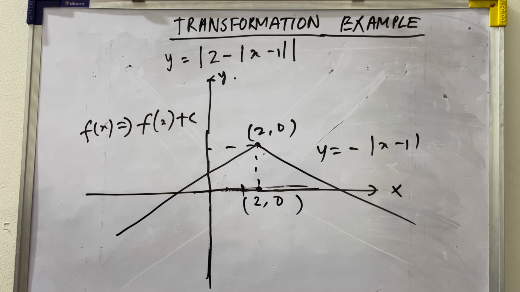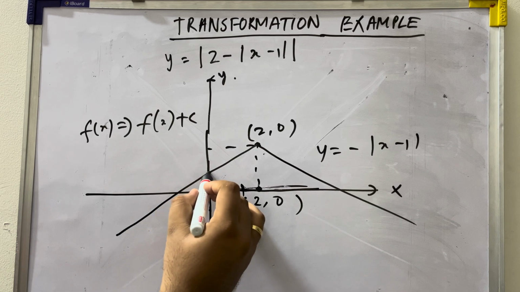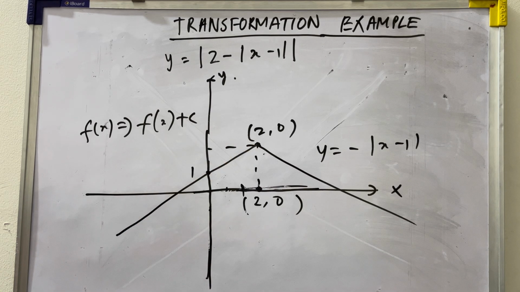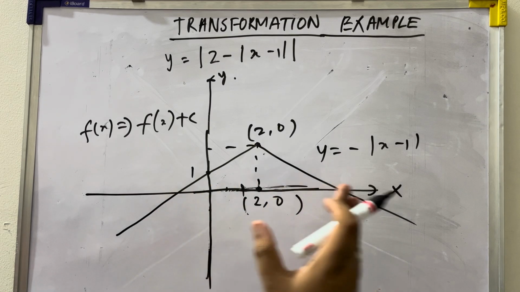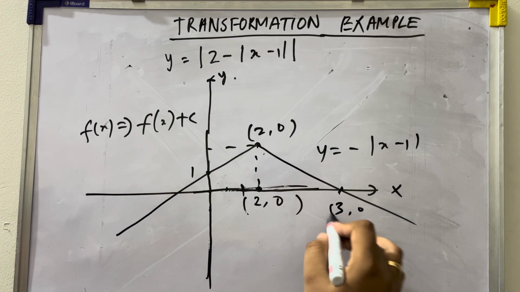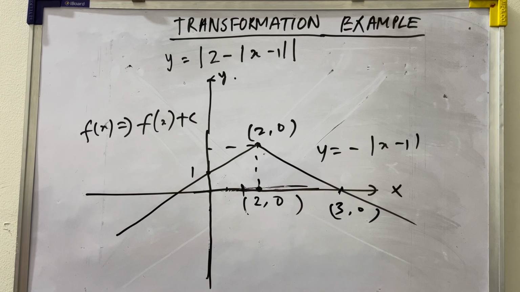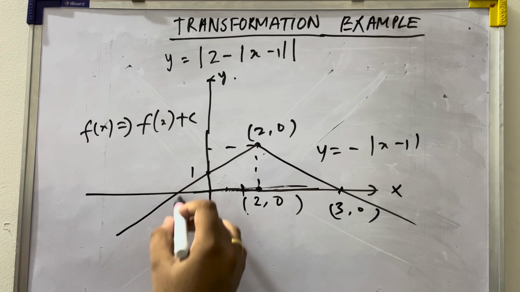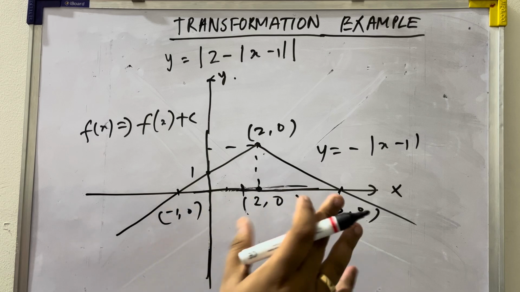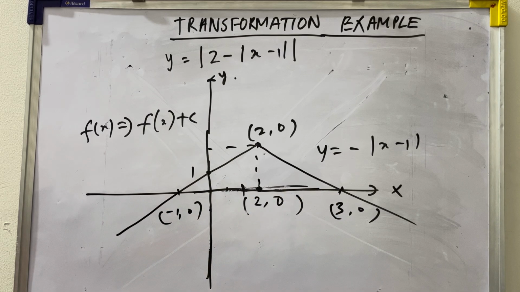Right students? I think this is very much clear. This part will be 1, right? It has shifted up 1, correct? And what will be this point? This point will be 3 comma 0. You will all follow this and solve it. This will be minus 1 comma 0, etc. Right students? I think till here it is very much clear to you all. If you have any doubts, you can simply ask me in the comment section.